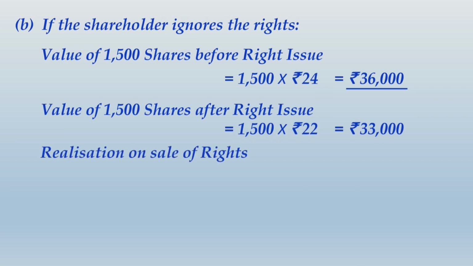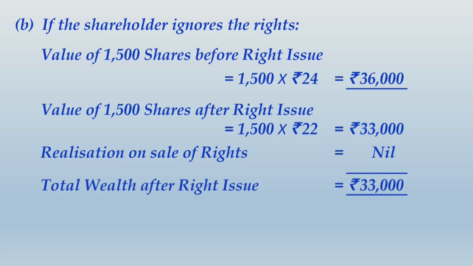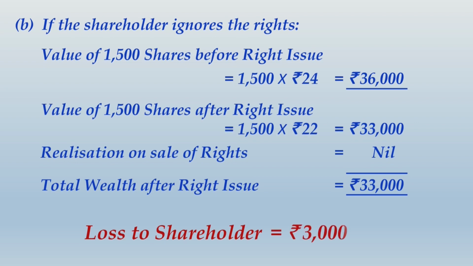Now what is the realization on sale of rights? This time the realization on sale of rights is nil, because the shareholder has ignored that right. He is having the total wealth in hand after right issue as just 33,000. This time the resulting loss to the shareholder is 36,000 minus 33,000, that is rupees 3,000. So friends, take note of this part as well, and that will be end of the solution.